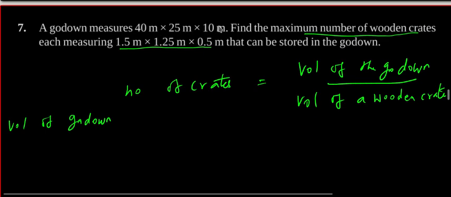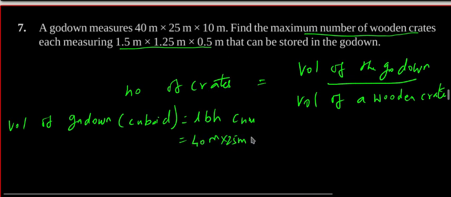Okay, length, breadth, height, everything is varying, so definitely it is a cuboid. For a cuboid, what is the formula? LBH cubic unit. So what is length, breadth, height? 40 meter into 25 meter into 10 meter. So it is 4 into 25 is 100, and already we have 2 zeros here. Meter cube. So 10,000 meter cube is the volume of the godown.